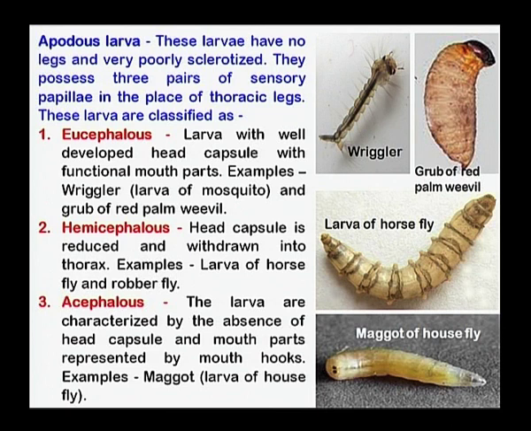Now, with regard to the eucephalous type of larva, this type of larva has a well developed head capsule and functional mouth parts, and the examples include the larva of a mosquito. Similarly, in case of hemicephalous type larva, the head capsule is reduced and withdrawn into the thorax. The best example is the larva of a horsefly or a robber fly. Acephalous larva can be recognized by the absence of the head capsule, and mouth parts are represented in the form of mouth hooks, and the examples of such type of larvae are maggots.